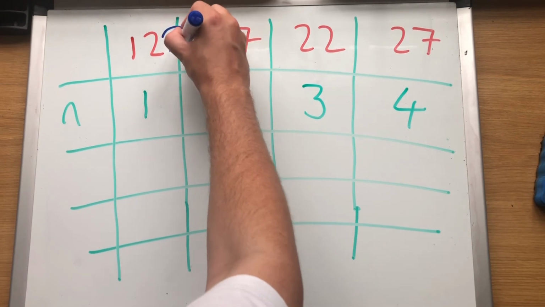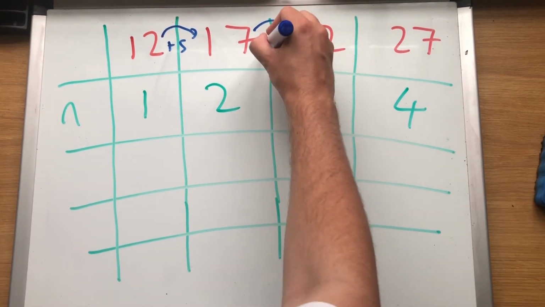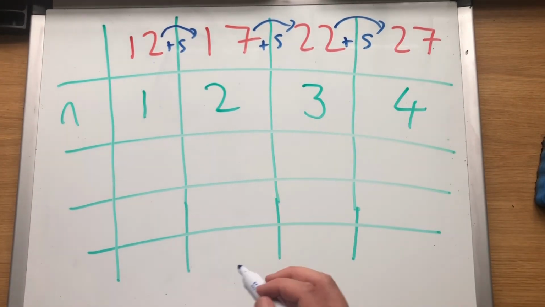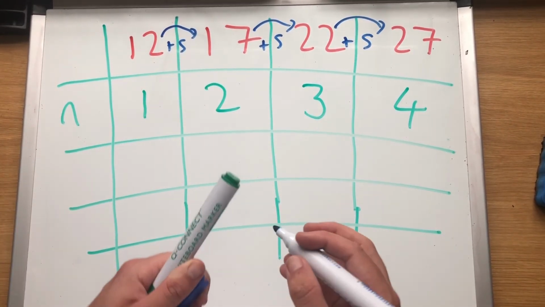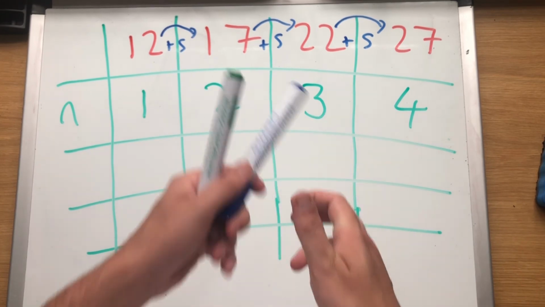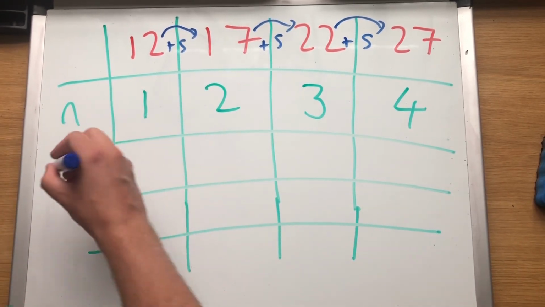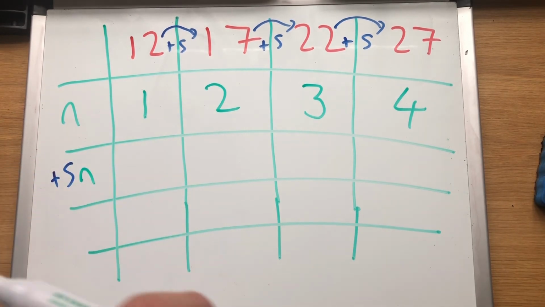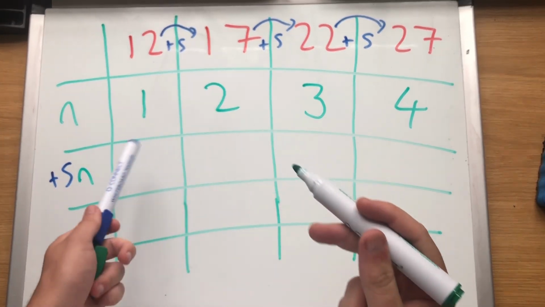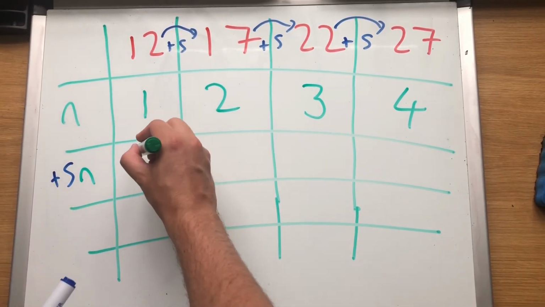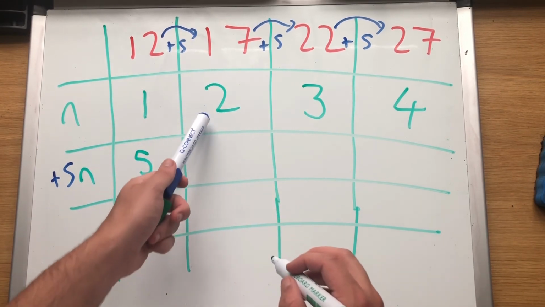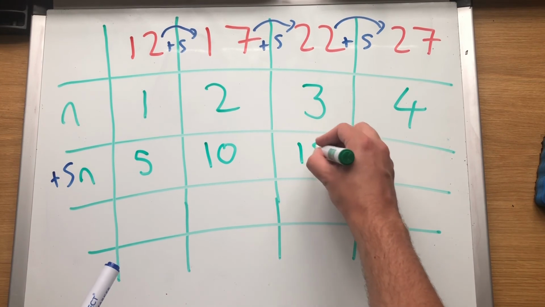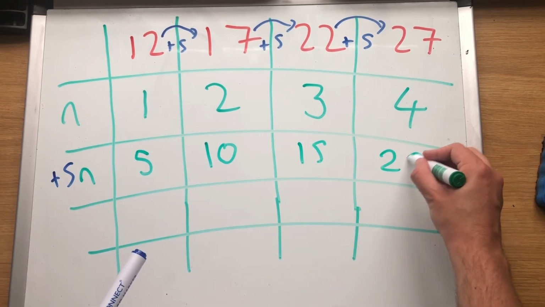Now we ask ourselves, what's the sequence going up by? So it's plus 5. Plus 5. How do you get from 22 to 27? You add 5. How do you get from 12 to 17? You add 5. Because it's plus 5, we put plus 5 in front of n. So now what we're going to do is you do 5 times 1, 5 times 2, 5 times 3, 5 times 4.